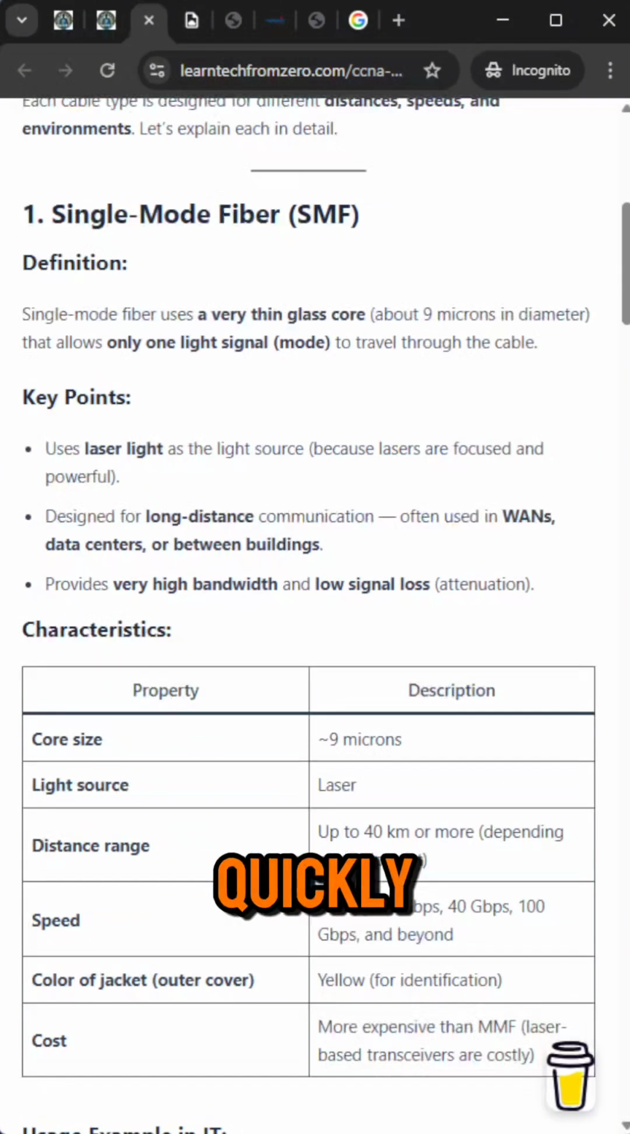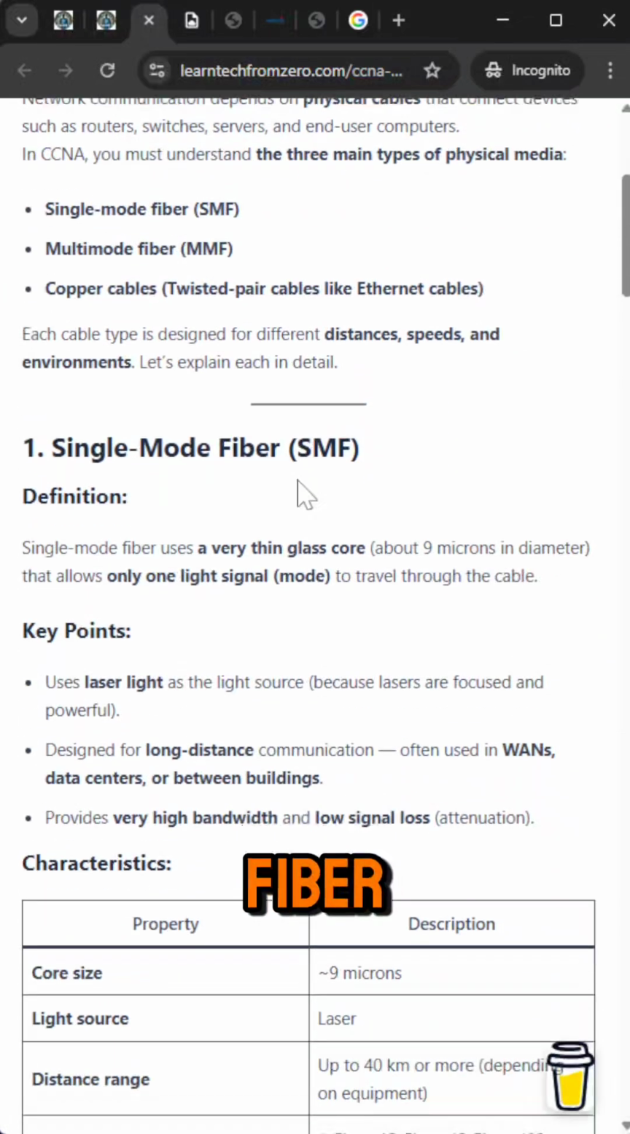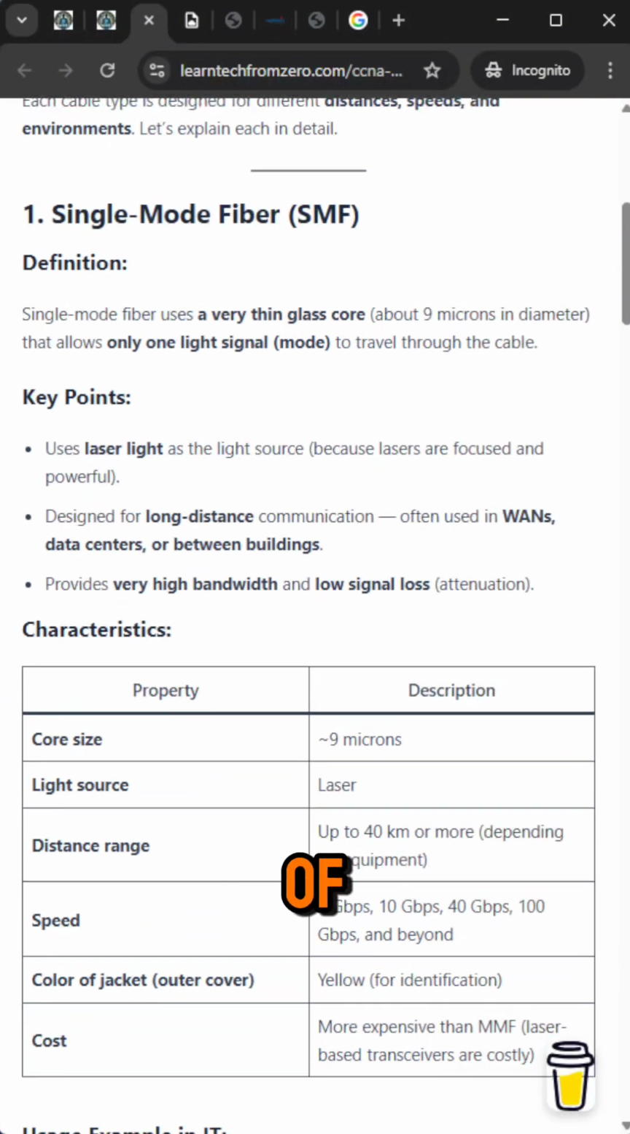So let's quickly go through some of the details, starting with single mode fiber. It uses a very thin glass, about 9 microns in diameter. You can go through these details, but you don't need to know too much about the cable types and the science behind them. All you need to know is the distance, what sort of energy they transmit, and so on.